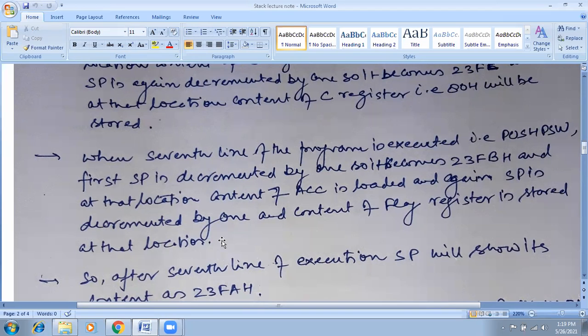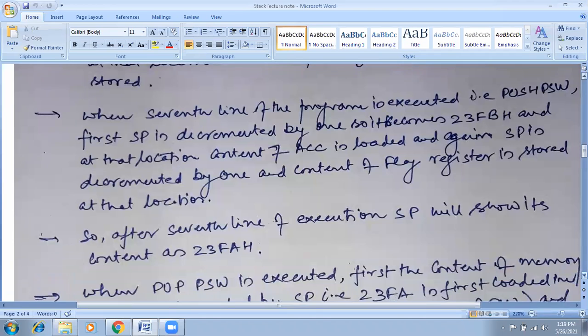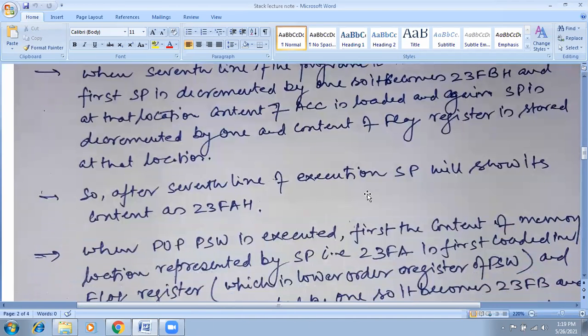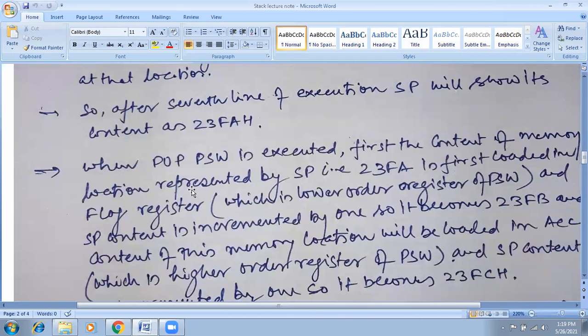So that is why push and pop instructions are very important as far as fetching the flag register or storing some content into the flag register is concerned. So PUSH PSW will be used to store the content of the accumulator and the flag register into the memory, which is used as a stack. Now, after the seventh line is executed, the stack pointer will show its content as 23FA, as I have shown you. Now, when POP PSW is executed, first of all, the content of the memory location represented by SP, that is 23FA, is loaded into the flag register, which is the lower order register of the PSW. And then the SP content is incremented by 1.